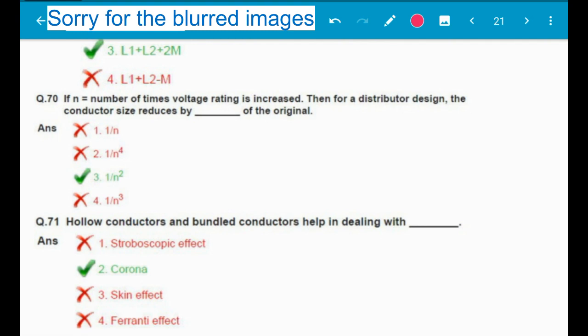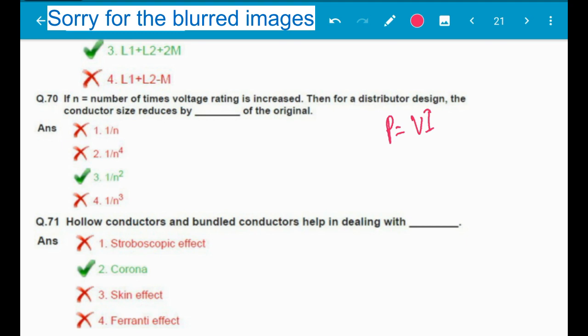If n is equal to the number of times the voltage rating is increased, then the distributor design conductor size reduces by dash. So here as the voltage is increased n times, the current decreases by n times to transfer the same amount of power, because power is equal to VI for unity power factor. So if voltage is increased n times, then current will decrease n times.